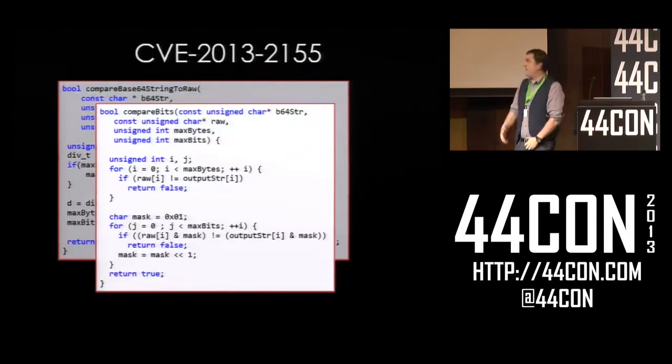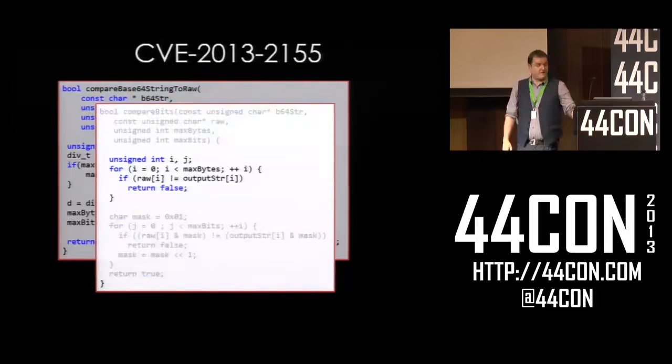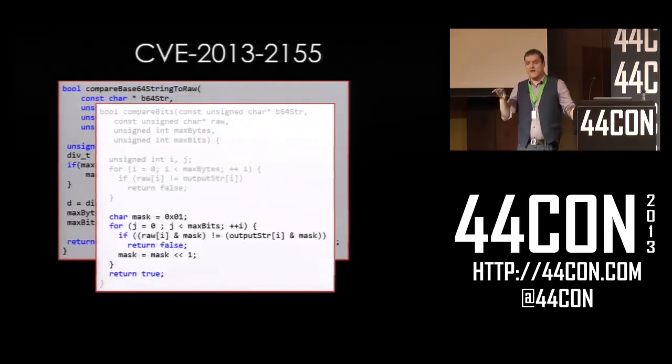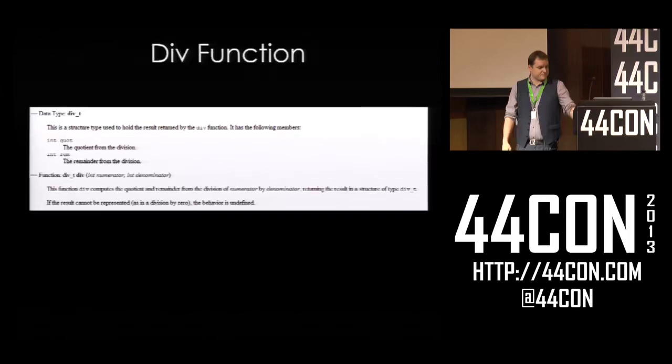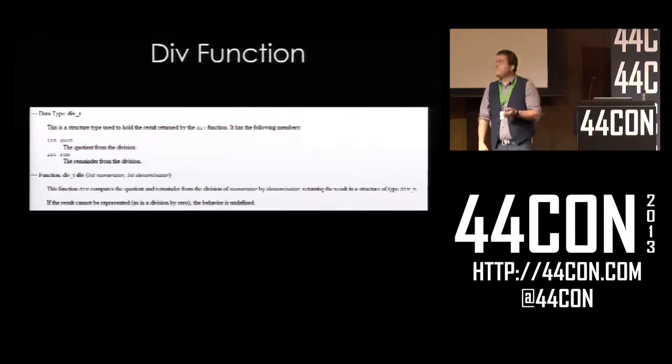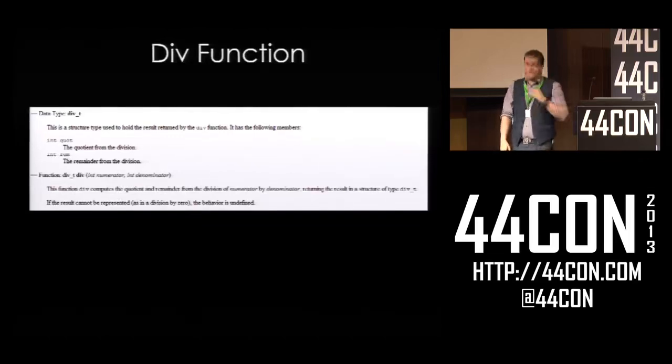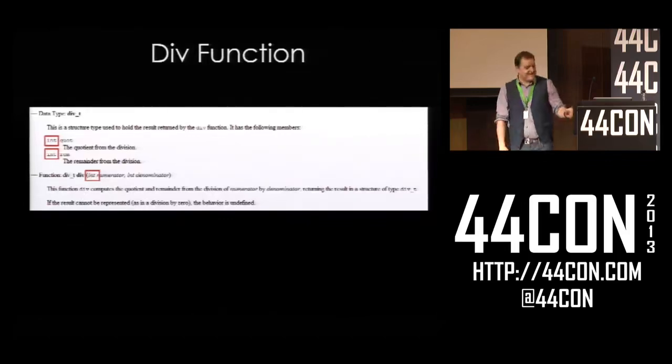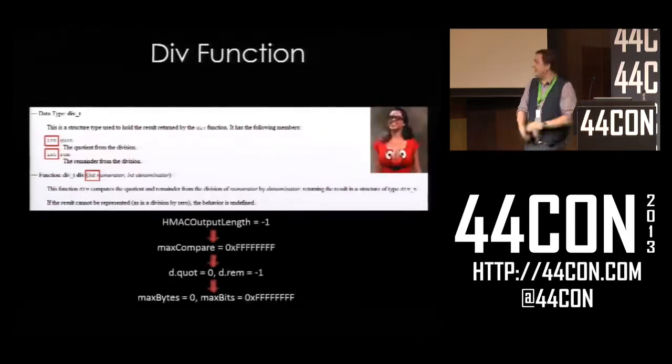And then we compare it. So we just do a simple two-step process: check the whole bytes for performance reasons, and then check the residual bits. But if we actually look at the div function itself, we notice that it's taking signed integers again. So we end up with something which looks like that.